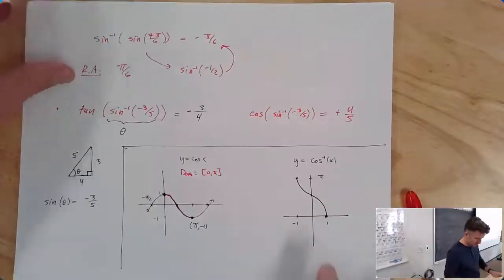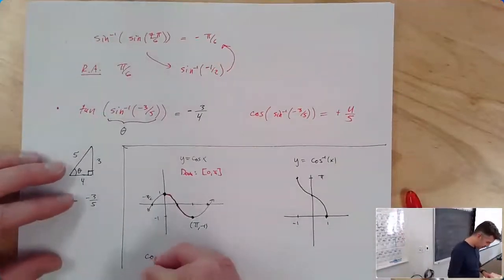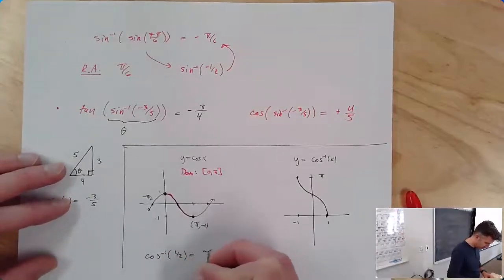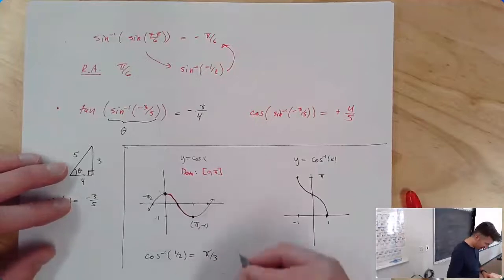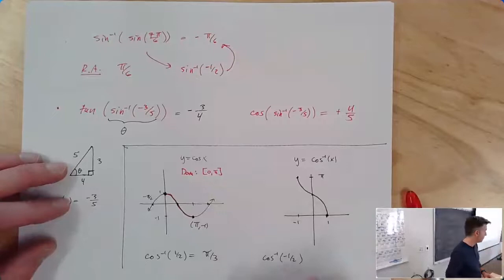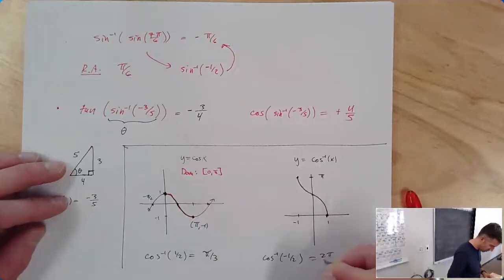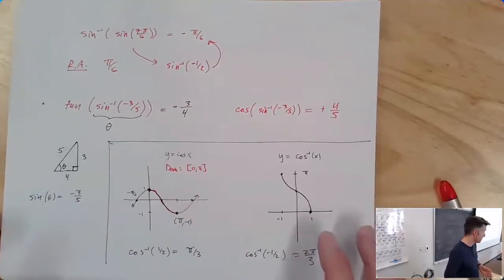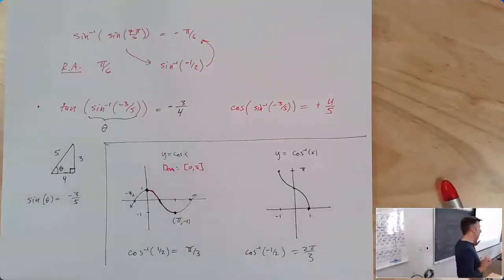So then we can say things like the inverse cosine of 1/2 is pi over 3. And the inverse cosine of negative 1/2 isn't negative pi over 3, it's 2 pi over 3. Because we're looking for the correct angle that's in either quadrant 1 or quadrant 2. It's got to be in quadrant 2.